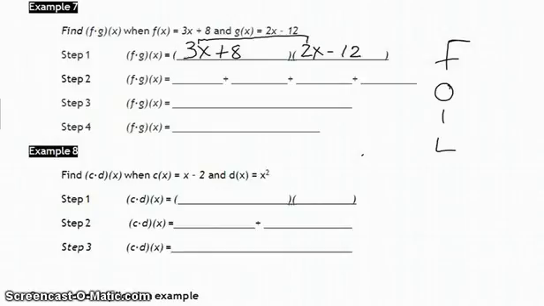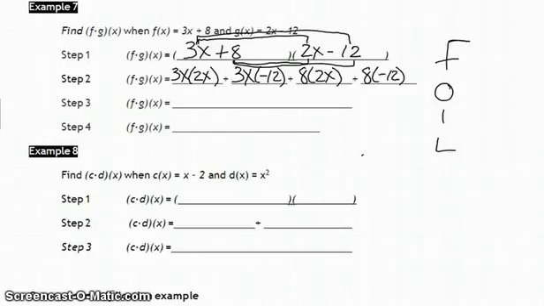I'm going to have 3x times 2x. Next, O for outer, I'm going to have 3x times negative 12. I for inner, 8 times 2x. And finally, last, 8 times negative 12.